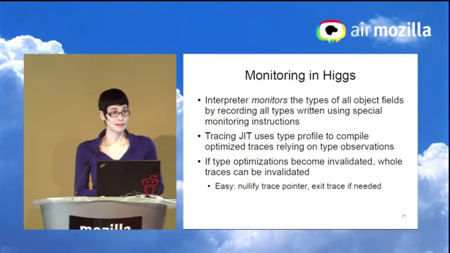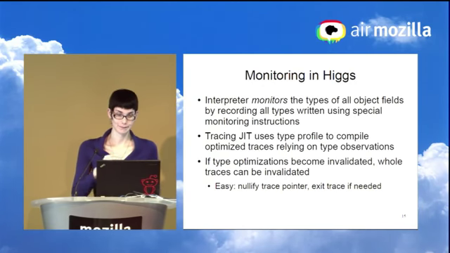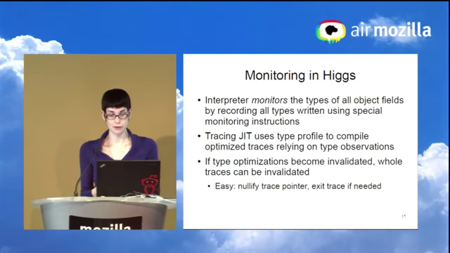Fortunately, this should actually be very easy to do in a tracing JIT because traces are, by design, constantly bailing out to the interpreter, or they have a built-in bailout system. So if I can just nullify a trace pointer and exit the current trace if it's invalid, that's basically all I should need to do.